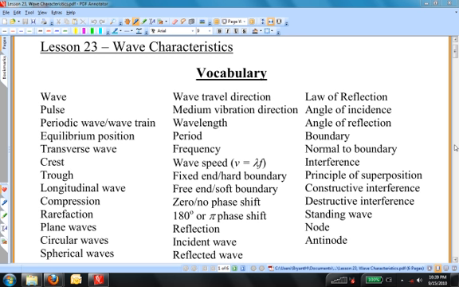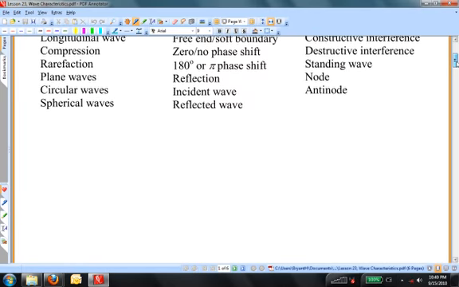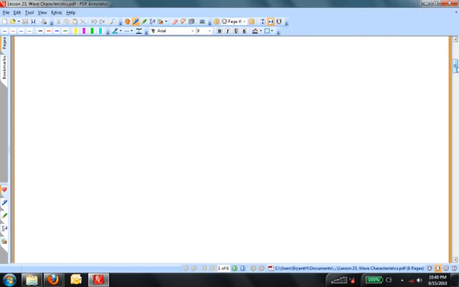So, fasten your seatbelt. This is a long lesson. We'll get through it as best we can. Hopefully, a lot of this will be review, but it's important as we move forward in dealing with waves. So the first thing we want to do is to demonstrate some waves. And to do that, I have a simulation that I'm going to play.